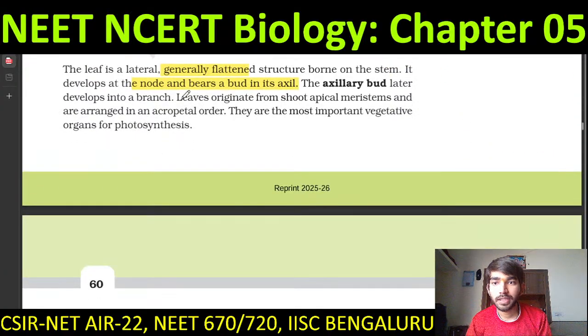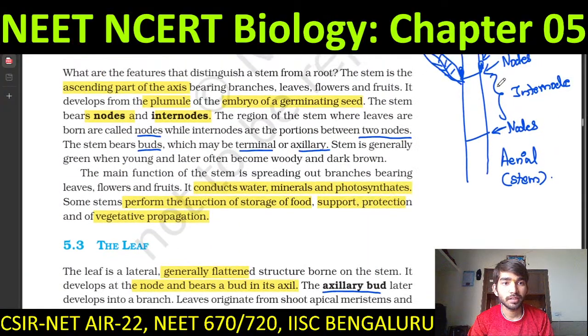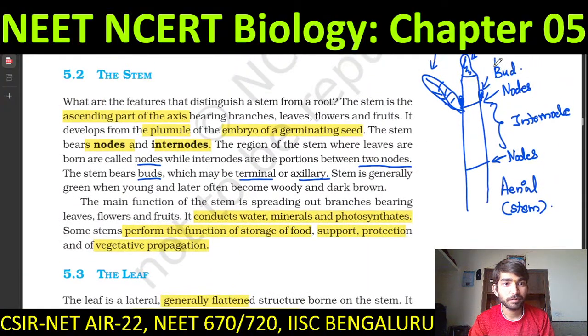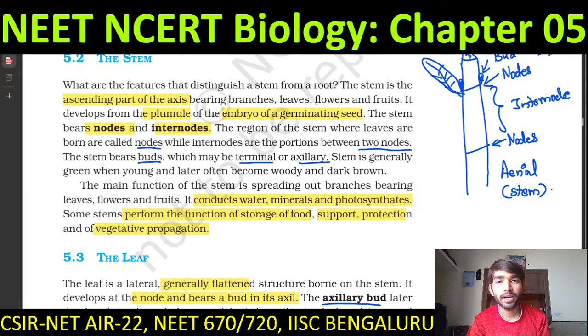The axillary bud later develops into a branch. So the bud that we drew here as the axillary bud, I will just write it here, axillary bud. This will become a branch, and on that branch we'll get new leaves. So it is sub-branching and further branching, so that you get more and more leaves, which can produce more and more photosynthates for the plant to grow and survive.